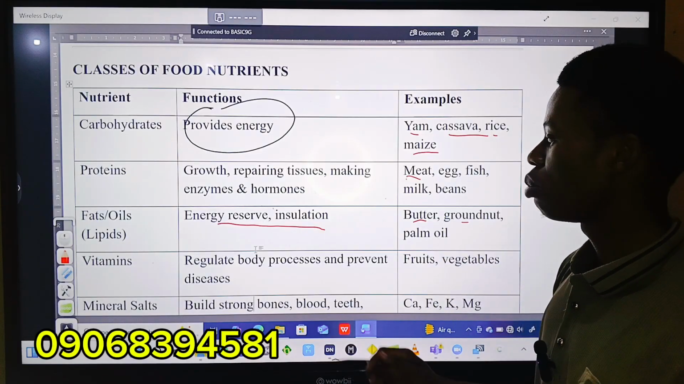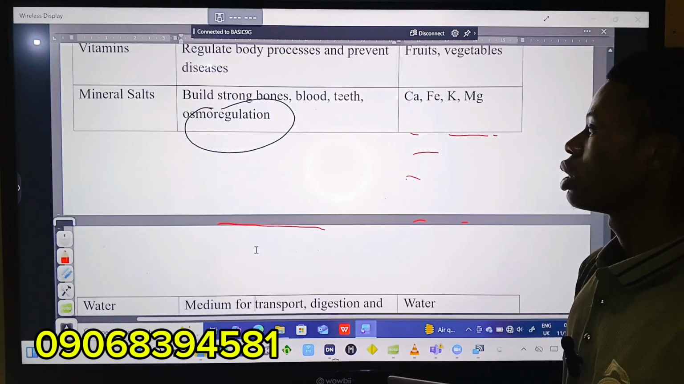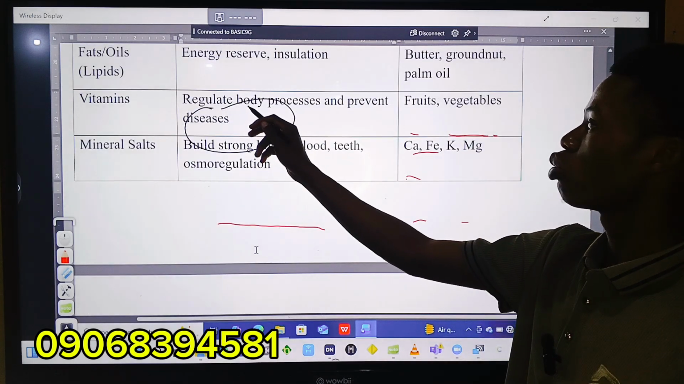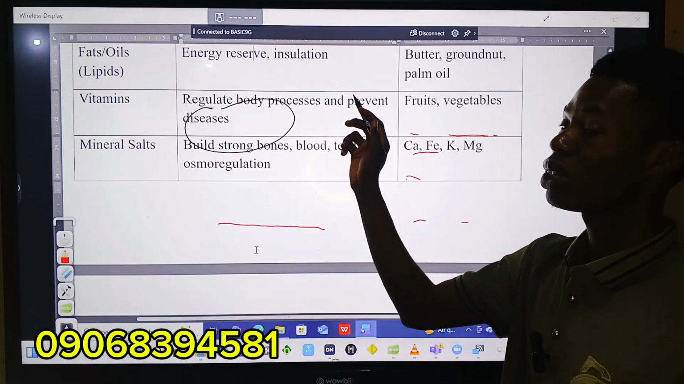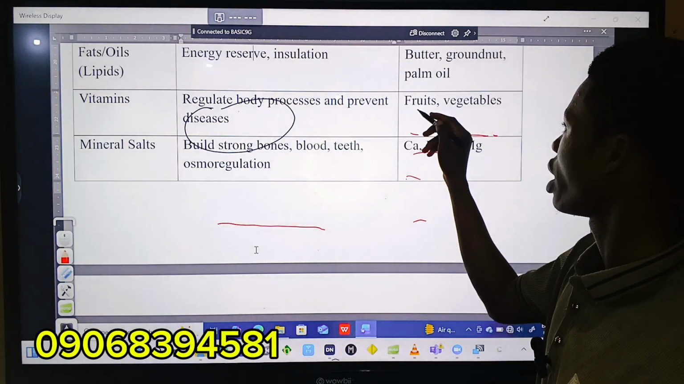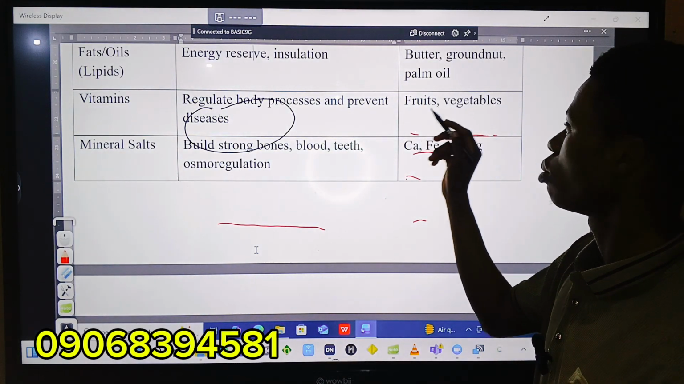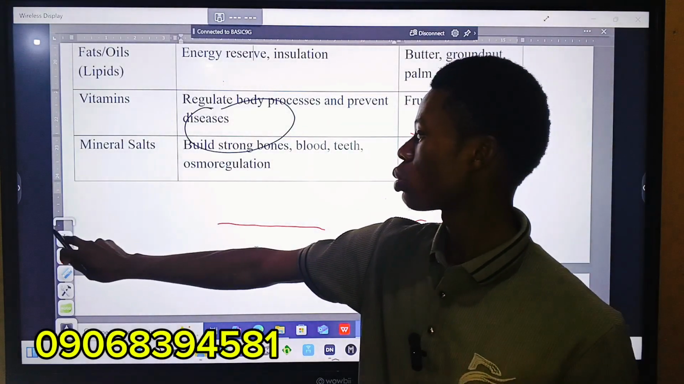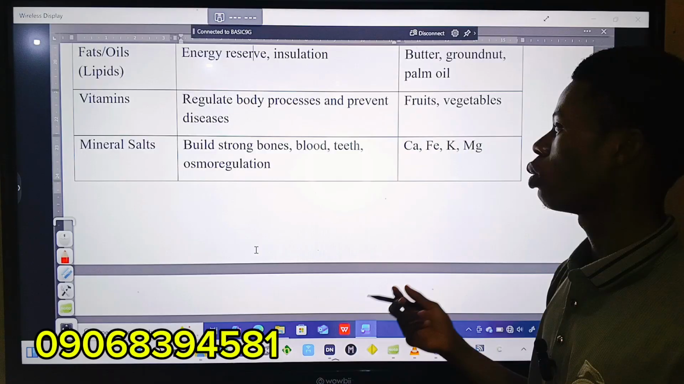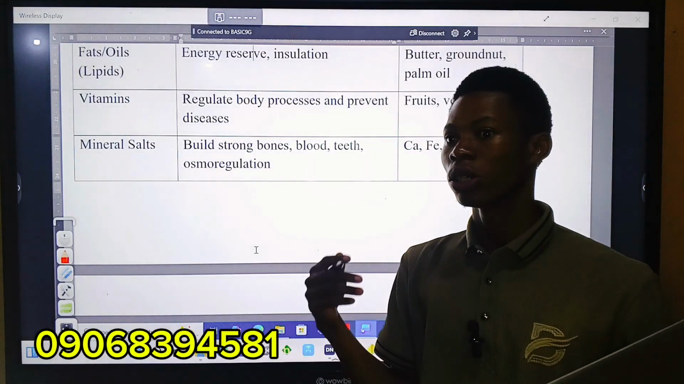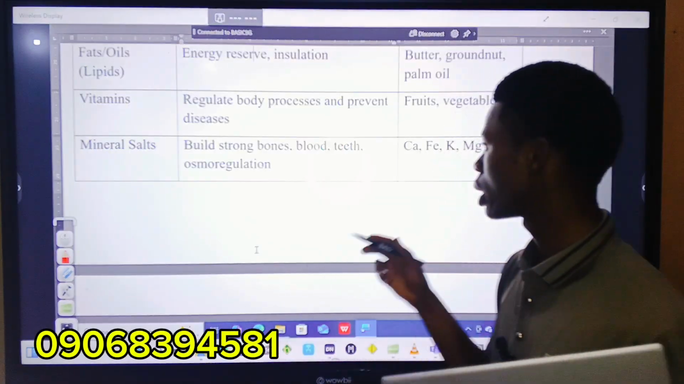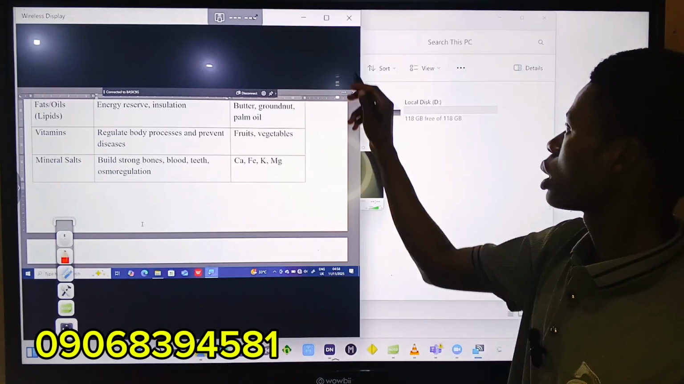The next one is vitamins. They serve to regulate body processes and prevent diseases. Examples of things you can get vitamins from: fruits, vegetables. Then mineral salts. They build strong bones, blood, teeth, and help in osmoregulation. When we say minerals, there are many. You have your calcium, you have magnesium, you have the rest.